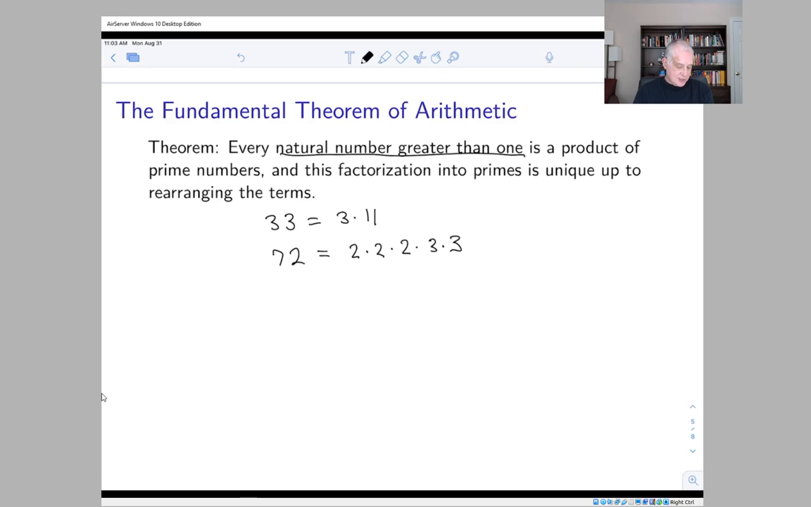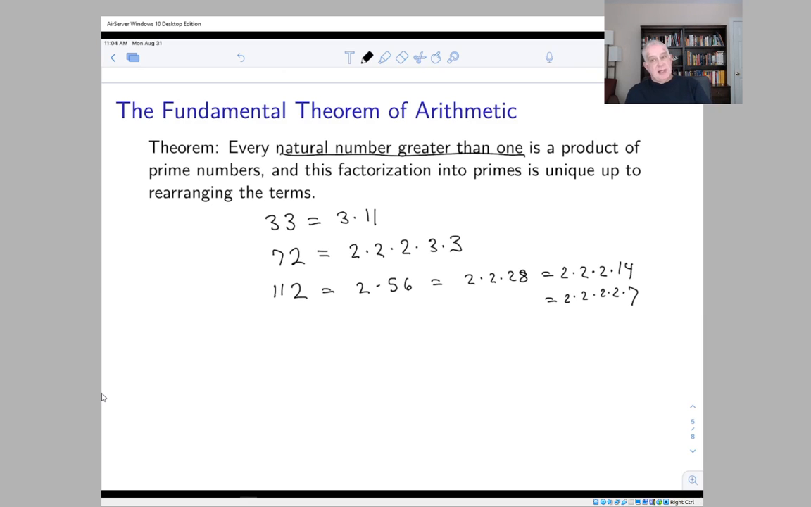If we did, let's do, how about 112? 112 is 2 times 56, which is 2 times 2 times 28, which is 2 times 2 times 2 times 14, which is 2 times 2 times 2 times 2 times 7. So any factorization of 112 into primes is going to have 4 2's and 1 7.